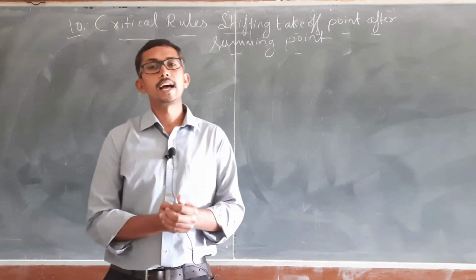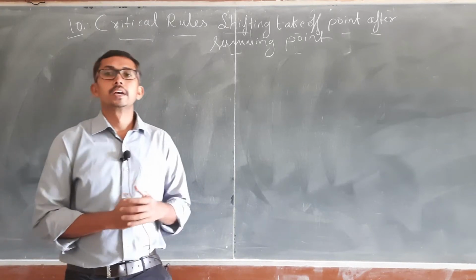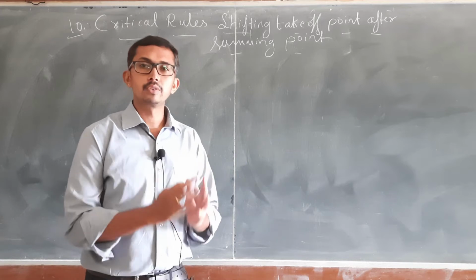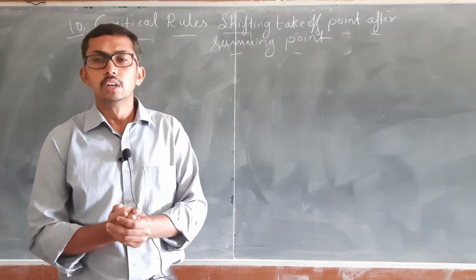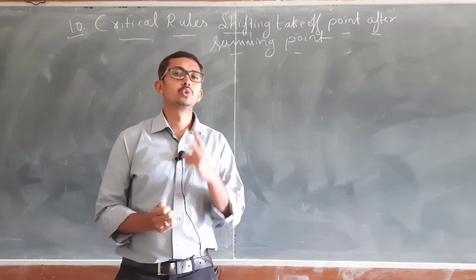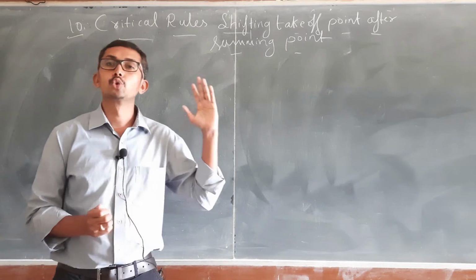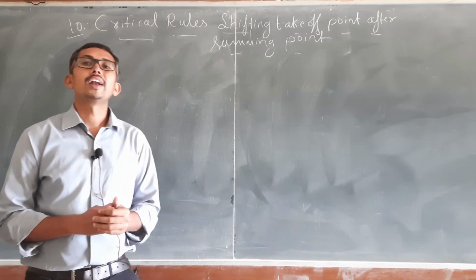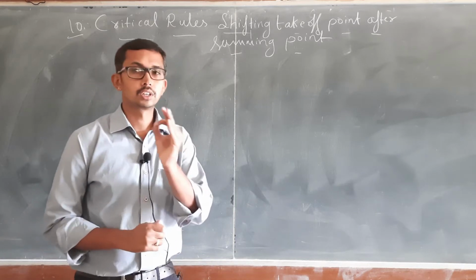In today's class, we are going to discuss the critical rules. In the previous classes, we have discussed up to the 9 rules, right? So we have discussed the 9 rules and the remaining 2 rules, rule number 10 and rule number 11, are called critical rules. So now we are going to discuss these critical rules.